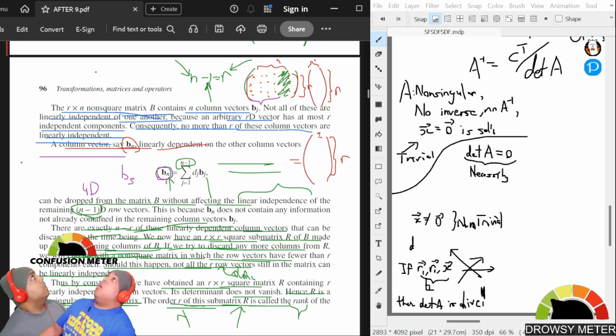I'll drink some water. I must say I am considerably less confused than last stream. Maybe it has something to do with how sleepy I am. I don't know. I'll bump down the confusion meter. No, that's the sleepy meter. I'll bump down the confusion meter to green.